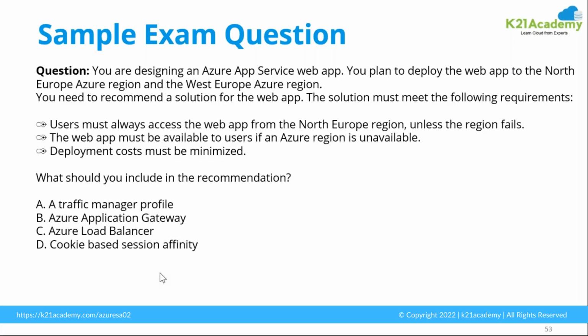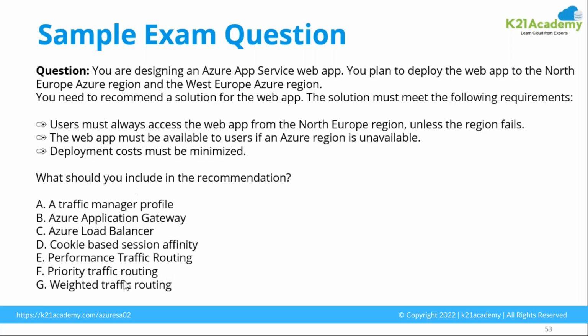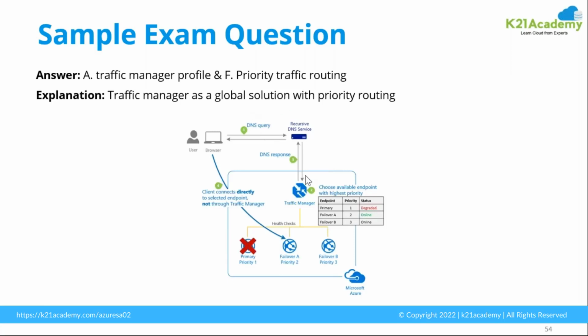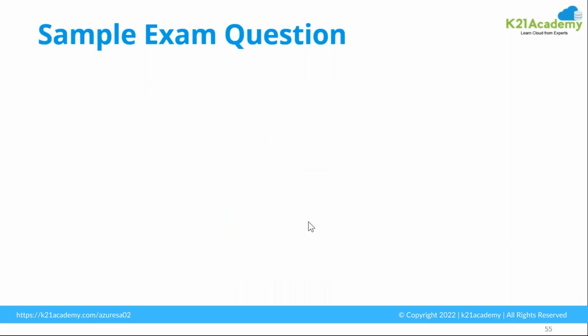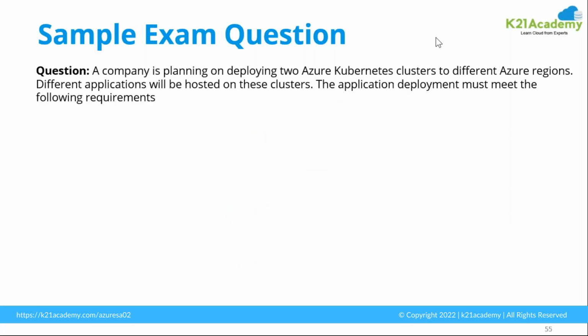I have to just scroll down over here to get more options. Guys, I hope this part is clear. Why A and F? This particular picture explains what will happen if you are using priority based routing. If one goes down, another will come into the picture. Okay, guys, another sample question.